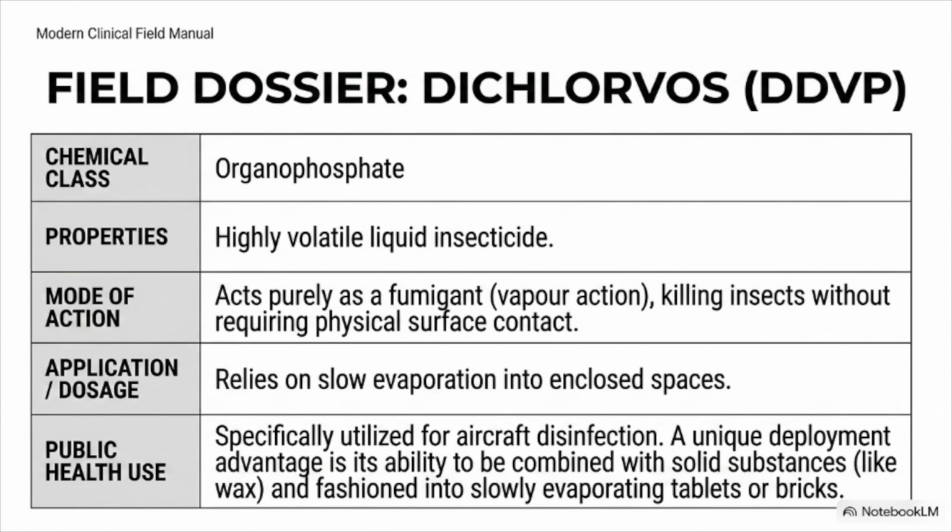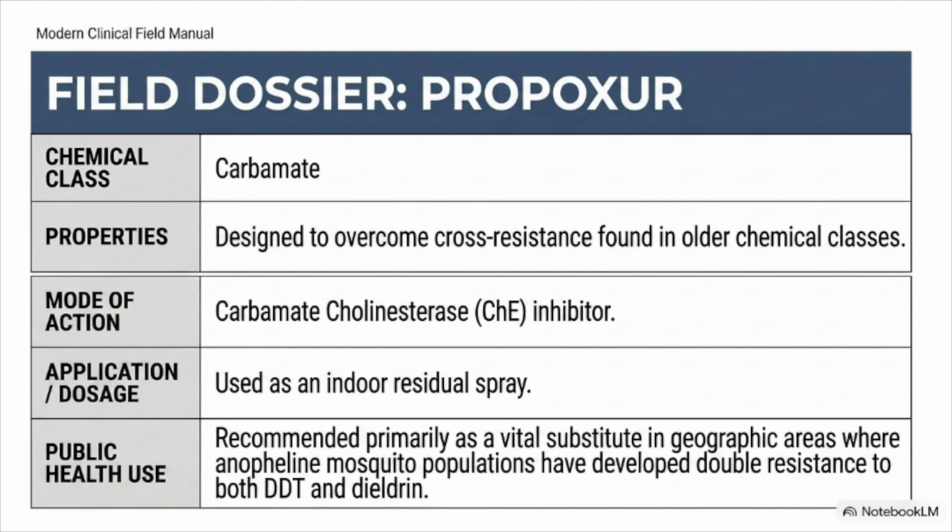Propoxur is a carbamate designed to overcome cross resistance found in older chemical classes. As a carbamate cholinesterase inhibitor, it is used as an indoor residual spray, and it is recommended primarily as a vital substitute in geographic areas where Anopheline mosquito populations have developed double resistance to both DDT and dieldrin.